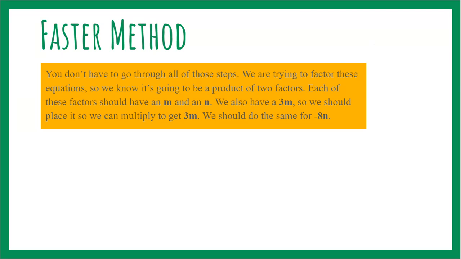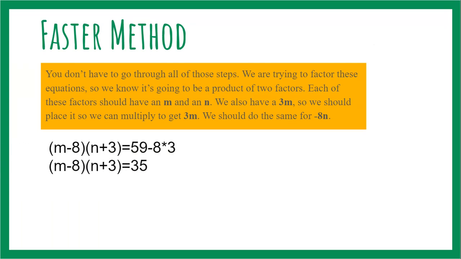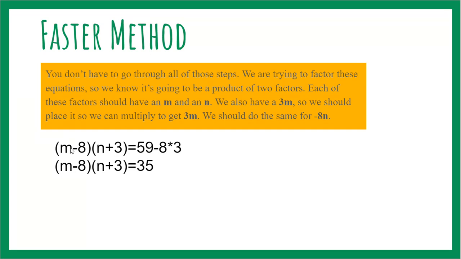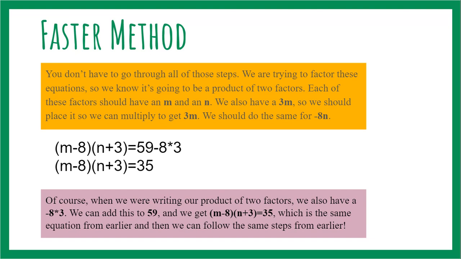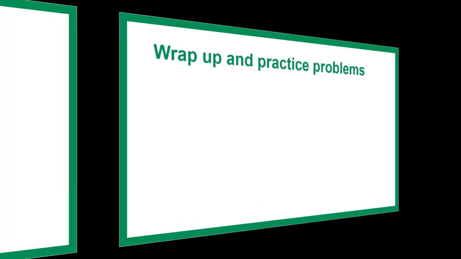We also have a 3m, so we could place it in so that we get it to multiply to 3m. As you can see here, if we have a 3 here, then this 3 is going to multiply with m when you use FOIL, and the minus 8 is going to multiply with an n when you use FOIL. But this also has a minus 8 times 3, so then we get (m minus 8) times (n plus 3) equals 35. And this is our same equation as earlier, so then we can follow the same steps from earlier.